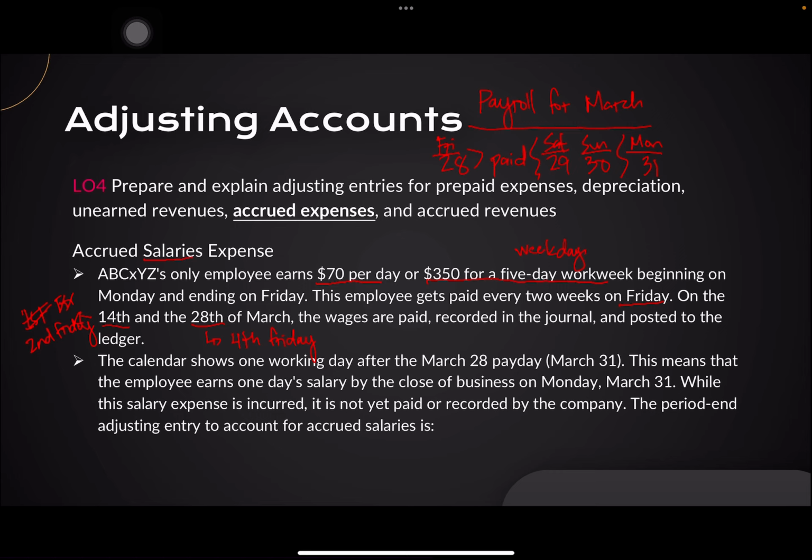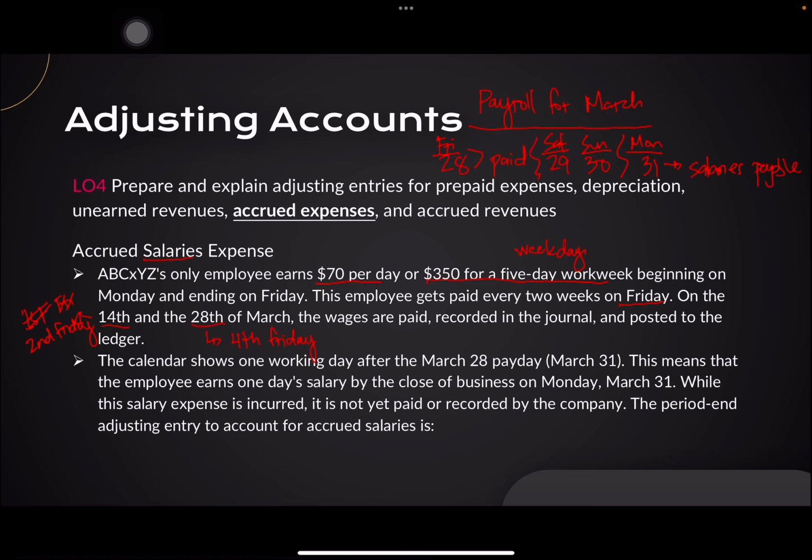And it says here that the policy is we will only provide salary payouts every Friday. So what happens to the work that was performed by our employees on March 31st, which falls on a Monday? This is now considered as salaries payable to them.